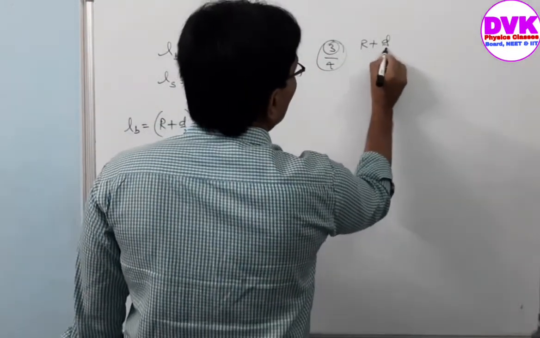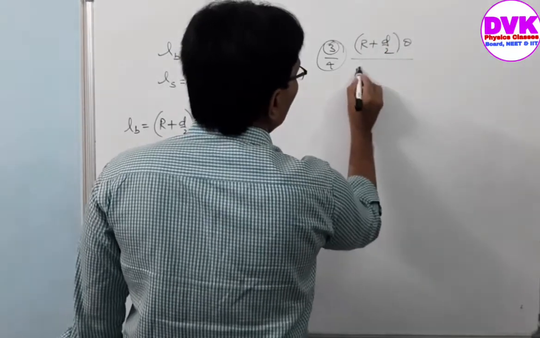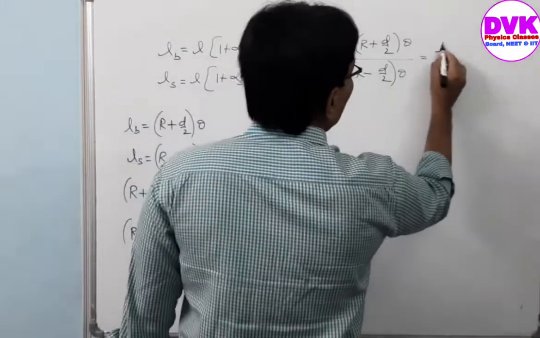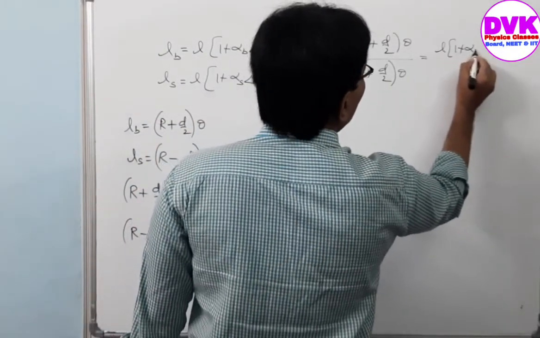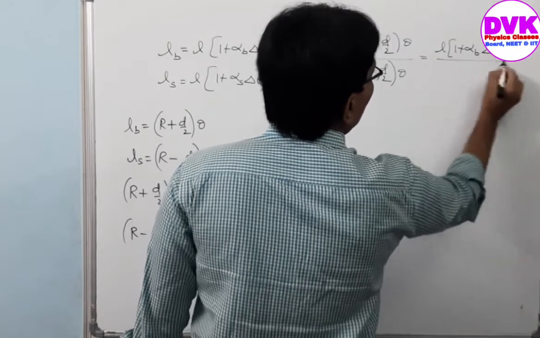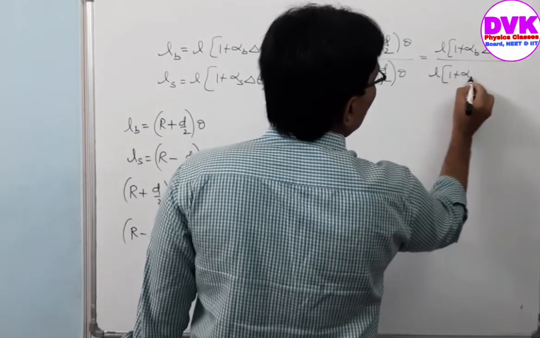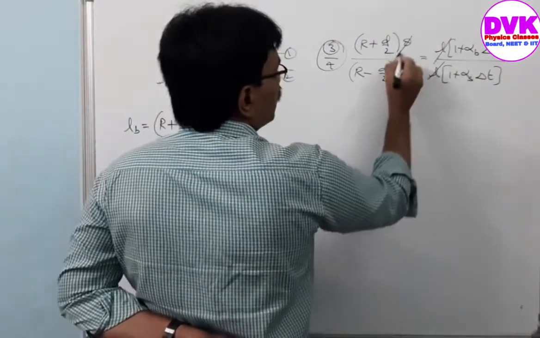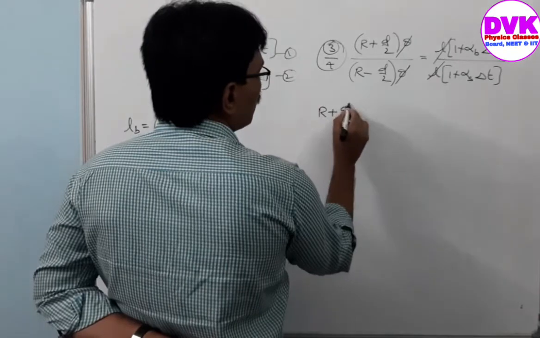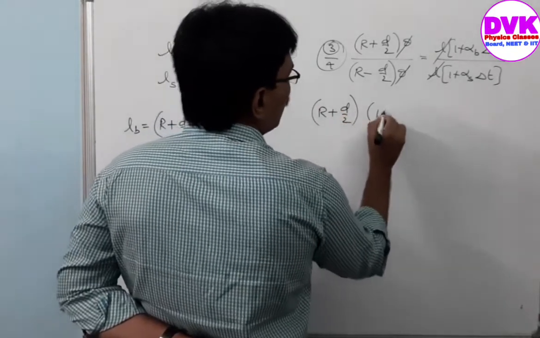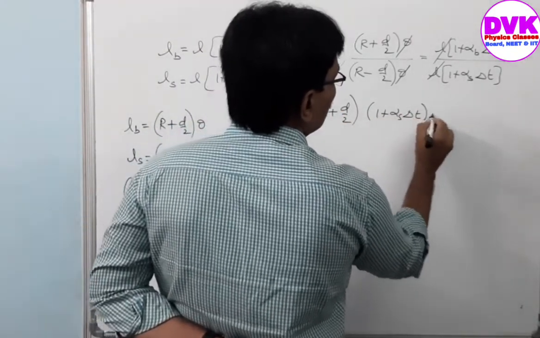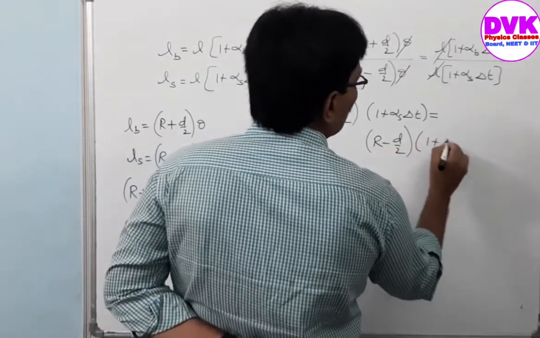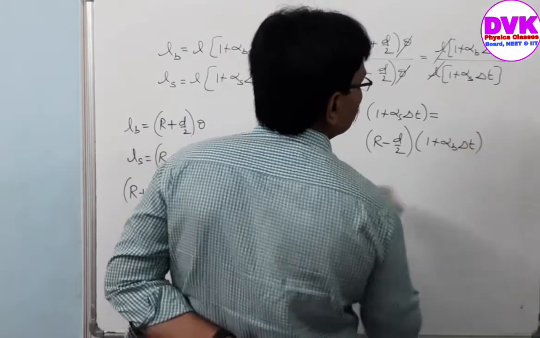Equation 3 upon 4 is equal to here. So (r plus d by 2) into theta divided by (r minus d by 2) into theta is equal to L into (1 plus alpha brass into delta T) divided by L into (1 plus alpha steel into delta T). So L gets cancelled, and theta gets cancelled, just cross multiplication. So (r plus d by 2) into (1 plus alpha s delta T) is equal to (r minus d by 2) into (1 plus alpha b into delta T).